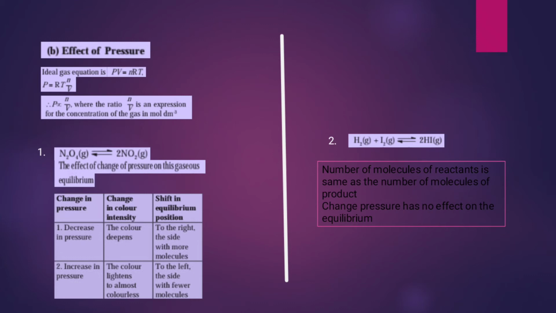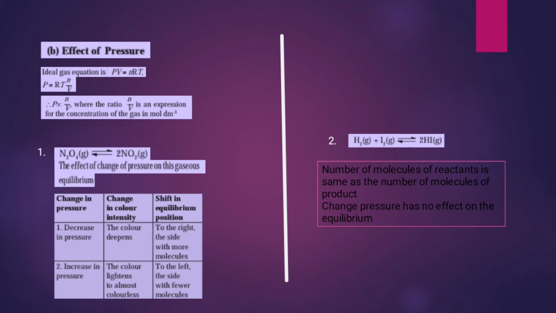N2O4, which is in the gaseous state. It reversibly gives twice of NO2 in the gaseous state. That is, dinitrogen tetroxide is a colorless gas. It reversibly gives nitrogen dioxide, which is a brown gas. Now this reaction is set in a sealed flask at a particular temperature.